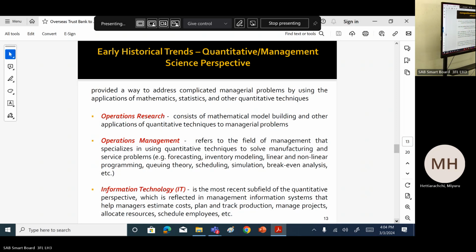Then operations research, operations management, modern ICT, etc. should be jointly used to address these problems, like inventory management, simulation, break-even analysis, forecasting, resource allocation, scheduling. In all aspects, managers can use project management, project decisions, tracking production, quality improvement. In all problems, these quantitative methods should be used.